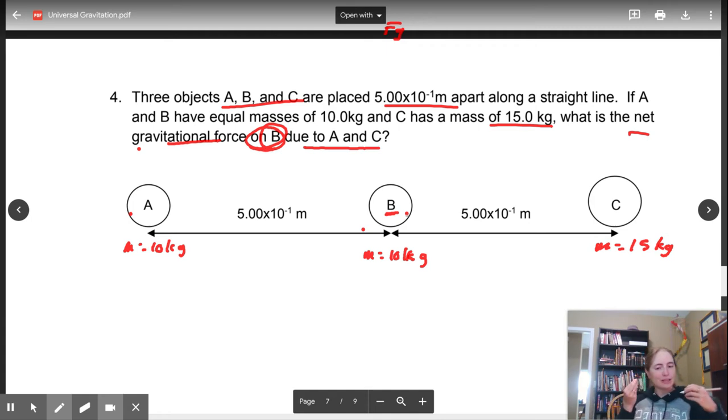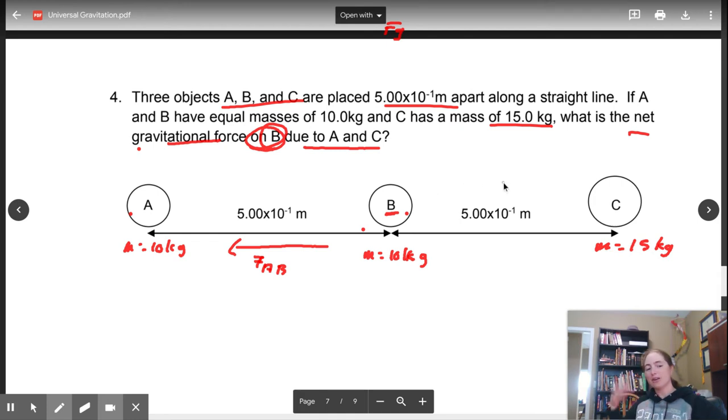Okay, so now let's think for a minute here. Object A is going to be pulling on object B. Gravitational forces are always, always attractive. So that means A is going to pull on B. So force A is going to be going in that direction. You could even call it force AB if you like. I actually like that. FAB, so the force between A and B. The force of A on B. Okay, I like that. So now we can come over here and look at the force of C on B.